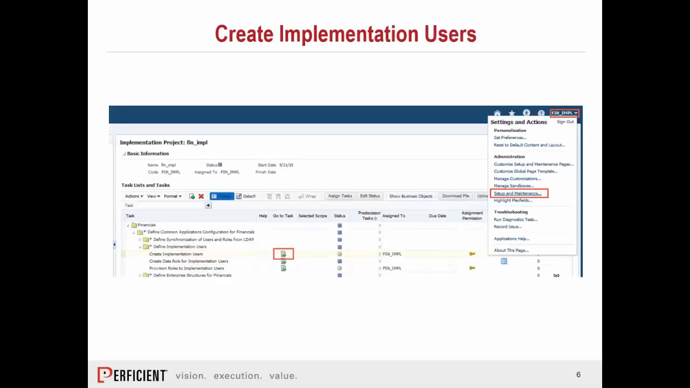As you go in to create a user for your implementation, go up in the upper right corner, use the drop-down arrow next to your name or username. In this example, it's Finn Impel. Go to Setup and Maintenance, open up a project, click the task button that's next to Create Implementation Users.